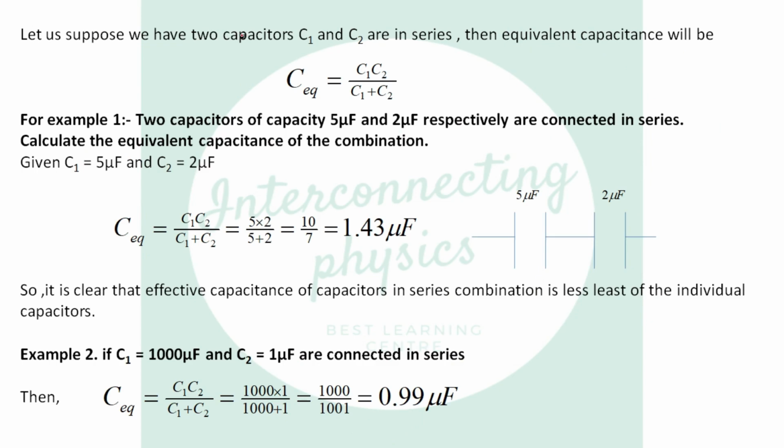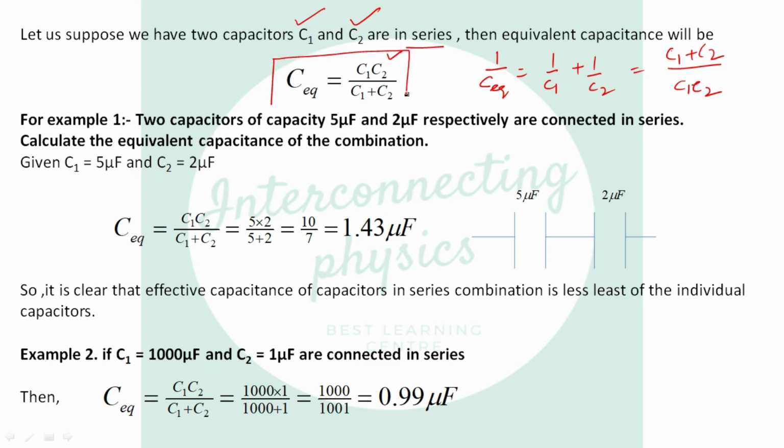Now, let us suppose we have only two capacitors, having capacitance C1 and C2, in series. Then 1 over C equivalent will be 1 over C1 plus 1 over C2. Take the LCM, C1 C2, and C1 plus C2. Then 1 over C equivalent equals C1 plus C2 over C1 into C2, so C equivalent will be C1 C2 divided by C1 plus C2. So we use this formula for two capacitors in series.